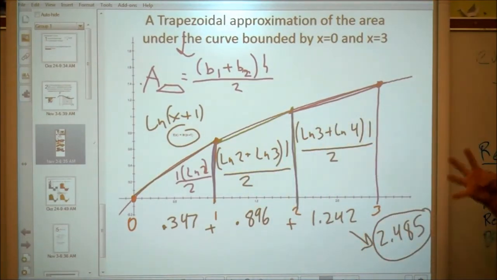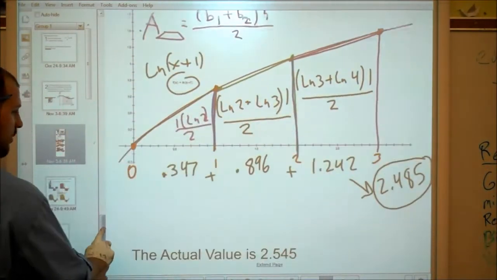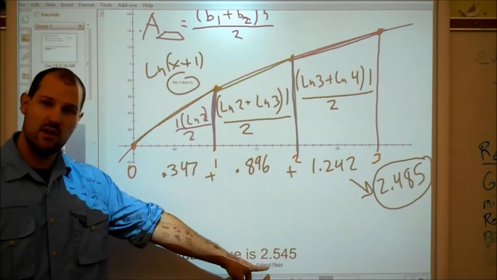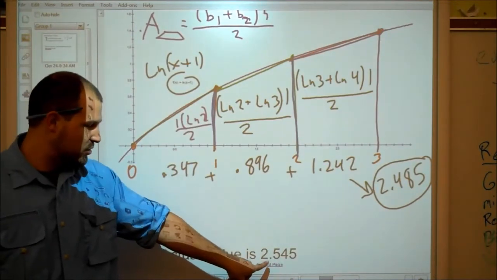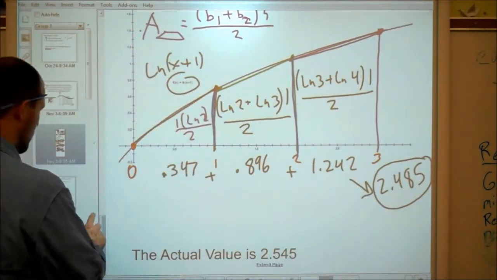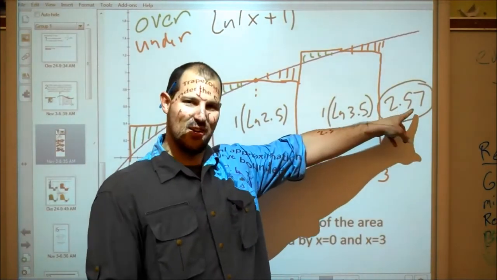Okay, so that's our 4 different methods: left hand, right hand, midpoint, trapezoid. What was the actual answer? So I did this earlier with graphing software on a calculator, the TI Inspire, and I got 2.545. So this is quite close. This is also really close.